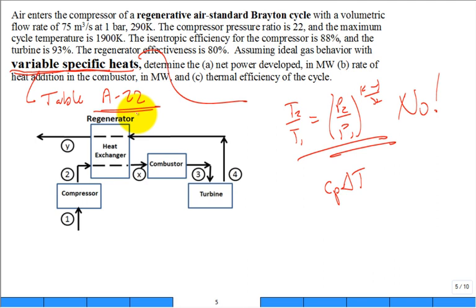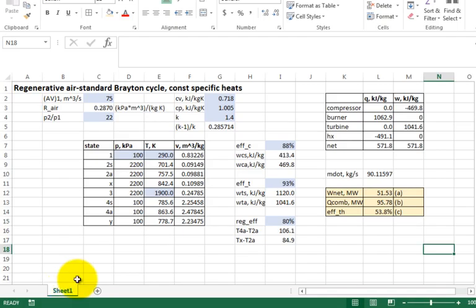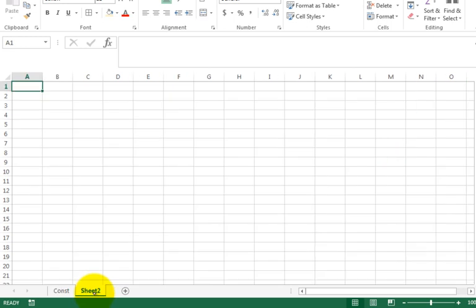Okay? So let's do this. Same problem. Let's now solve it using variable specific heats. It'll take me a little bit of time. Let's go back to Excel and do it in Excel. All right, so we jump back to our Excel sheet. I'm going to rename this sheet right here. I'm going to say constant, something like that. And then I'm going to add a sheet, click right there, and then I'm going to rename that sheet.